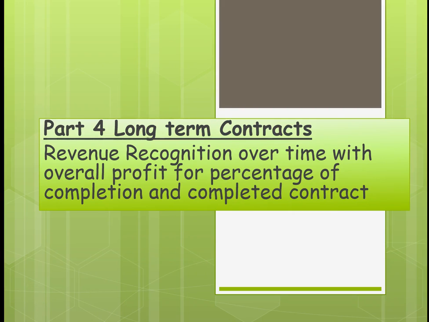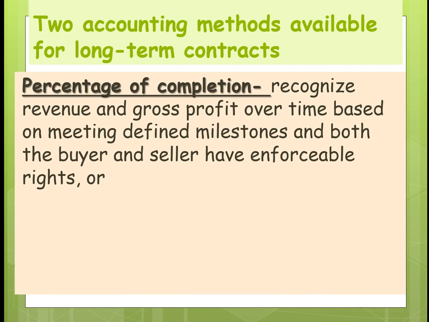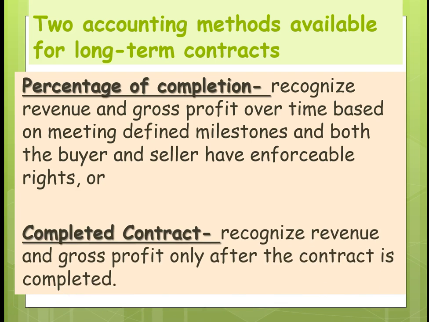Part 4, Long-Term Contracts. Revenue recognition over time with overall profit for percentage of completion and completed contract. There are two accounting methods available for long-term contracts. We call it percentage of completion, which is the preferable method if you can meet the criteria, which recognizes revenue and gross profit over time based on meeting defined milestones and both the buyer and seller have enforceable rights, or completed contract. Recognize revenue and gross profit only after the contract is complete.